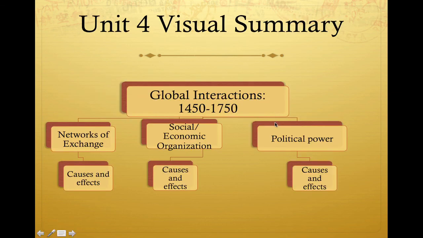It's called Global Interactions, 1450 to 1750. The three main headings are networks of exchange, social and economic organization, and political power. And really, one way to think about this framework is that in each of those, all these developments really just focus on the causes and effects of those three components of the unit.